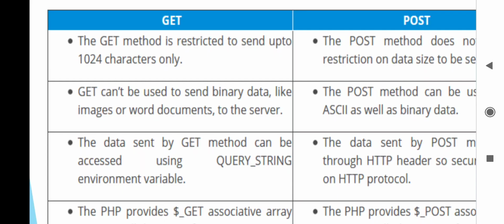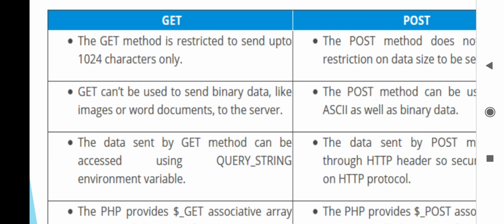Now let's see some differences between the GET method and the POST method. The GET method is restricted to sending up to 1024 characters only, but there is no such limit in the case of the POST method, because here we are sending the data in headers. The next point: GET can't be used to send binary data like images or Word documents to the server, but the POST method can. The POST method can be used to send ASCII as well as binary data.